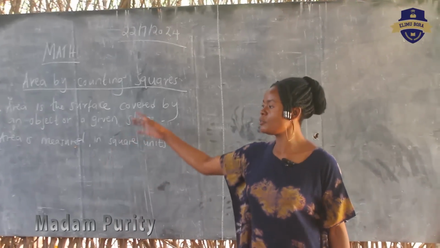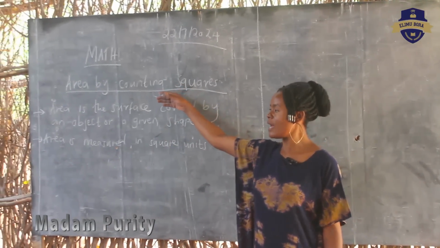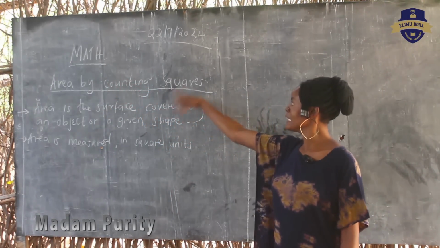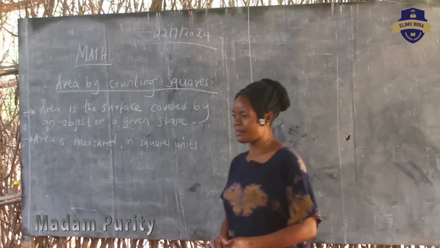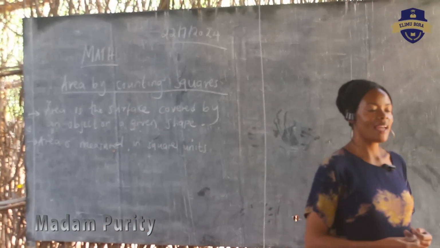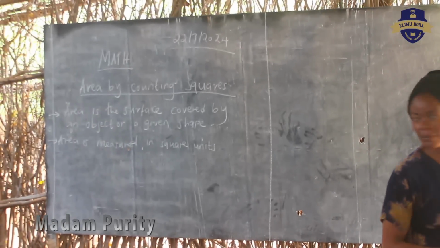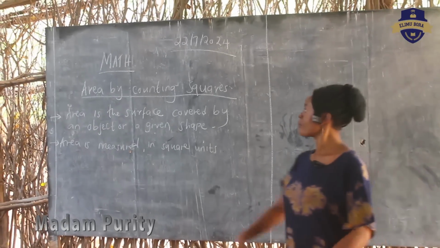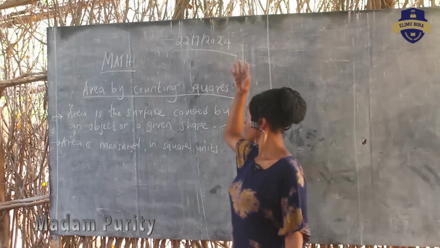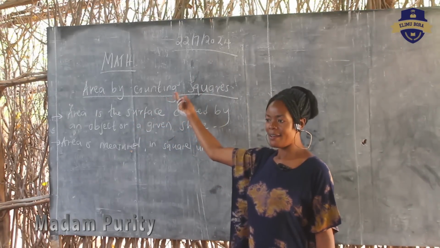And today, in our lesson, we are going to learn about area by counting squares. Can you say area by counting squares? Area by counting squares. So, we first look at area. What is area?